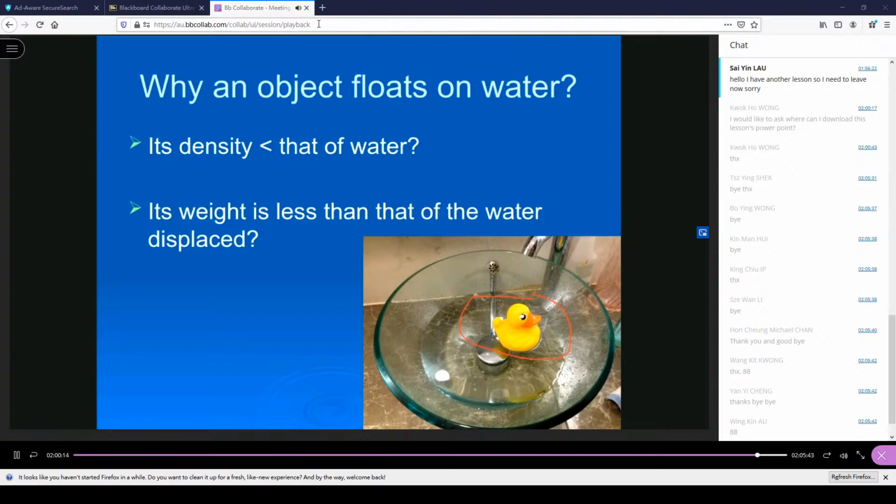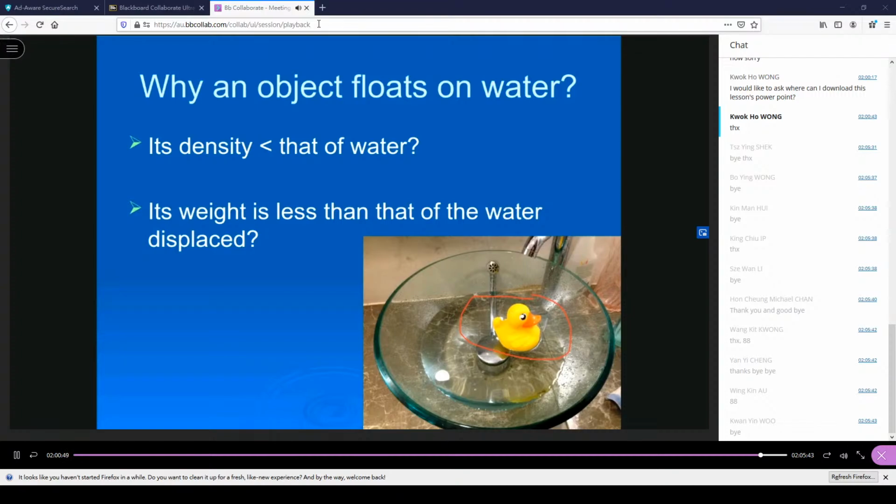Right? So when an object falls in the water, I will pass this PowerPoint because there are some question answering during the teaching and learning process. So I will upload this video after we do the discussion. So don't worry. The answer is no. Why? The weight of the object is equal to the water displaced. It cannot be less than. Otherwise, it doesn't make sense.